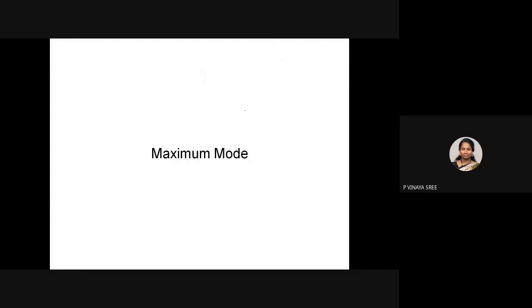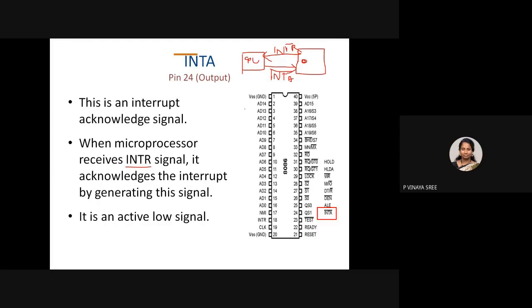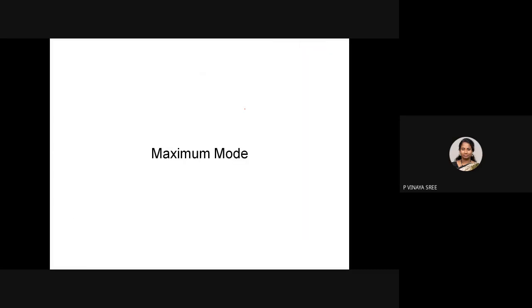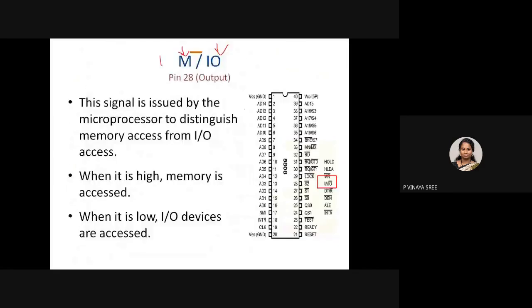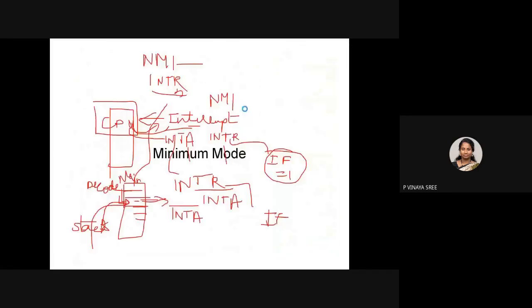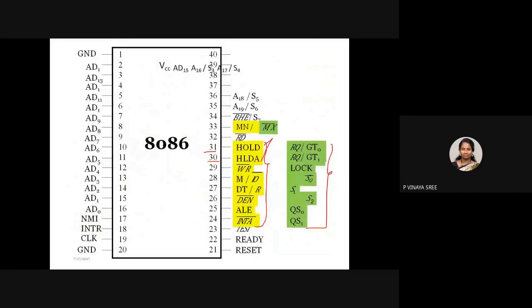Okay. So now this completes your minimum mode pins. Then we'll start with maximum mode. So for starting with maximum mode, let me show here. Where is the combination? This side, this one. Okay.